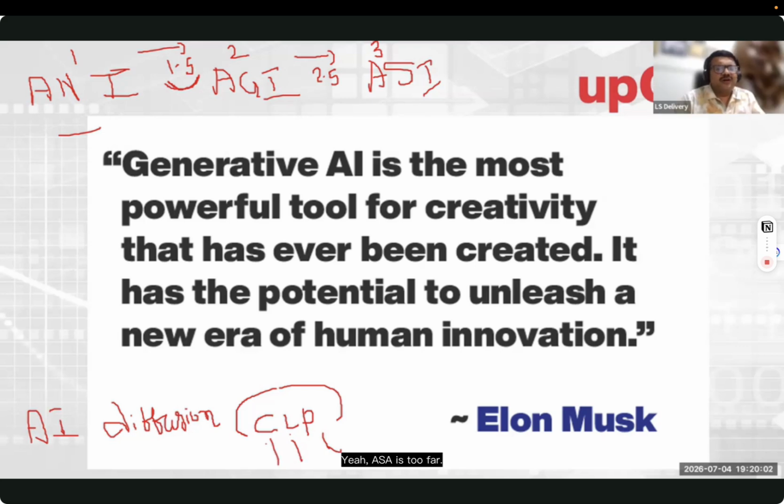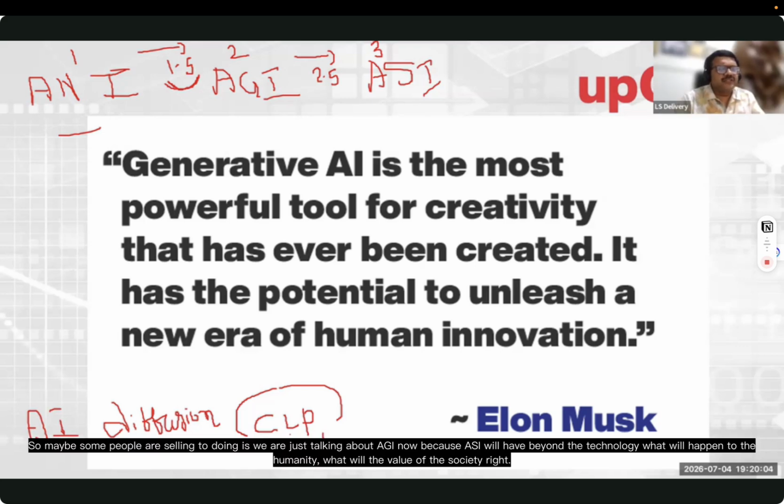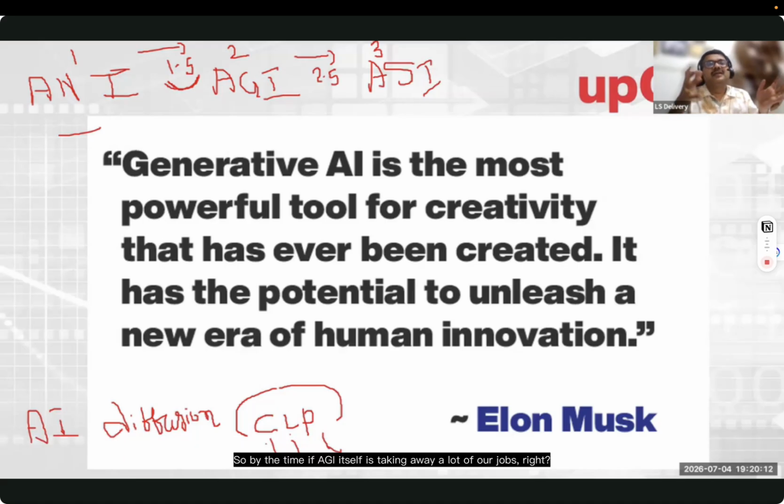Yeah, ASI is too far. So maybe some people are silently doing it, but we are just talking about AGI now, because ASI will go beyond the technology: what will happen to humanity, what is the value of the society, right? So by the time if AGI itself is taking away a lot of our jobs, then what will the people do? Elon Musk says, okay, everybody no need to work, just enjoy whatever you want. That's the kind of comment he gives when someone posed this question, right?